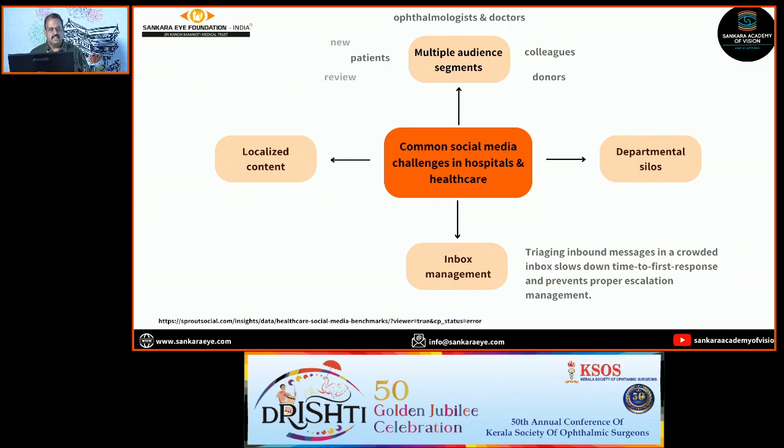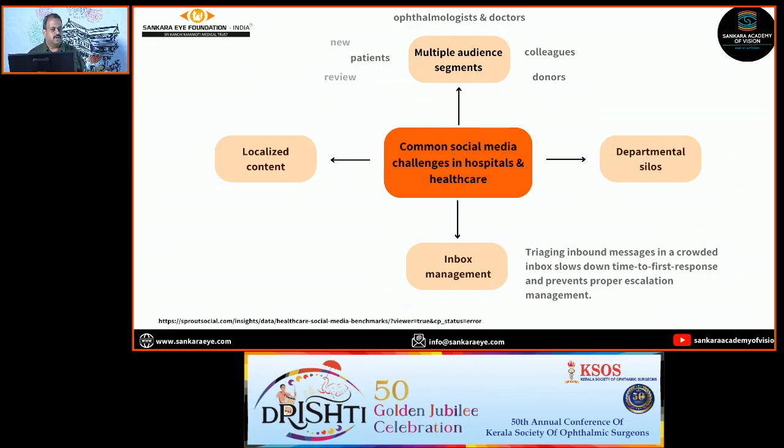Now, the common challenges are that all of us have to handle multiple segments. Most of our organizations work in silos. The doctor will not share with the marketing. Marketing will have no clue what we as doctors do. Inbox becomes a challenge because it is landing on a common domain which not all of us have access to.